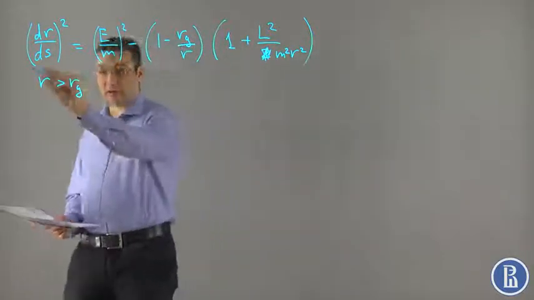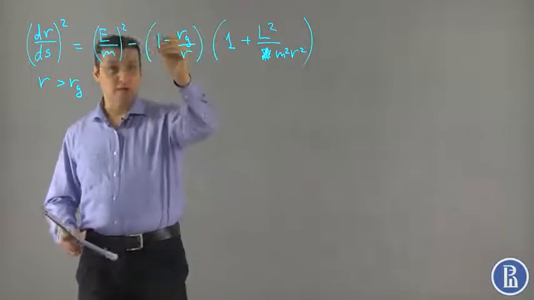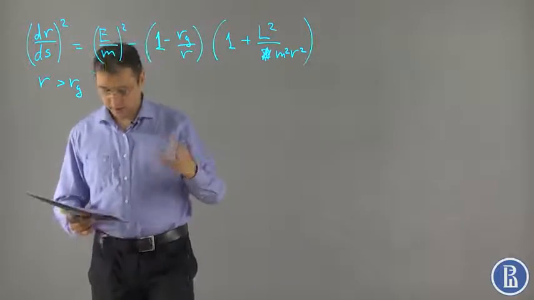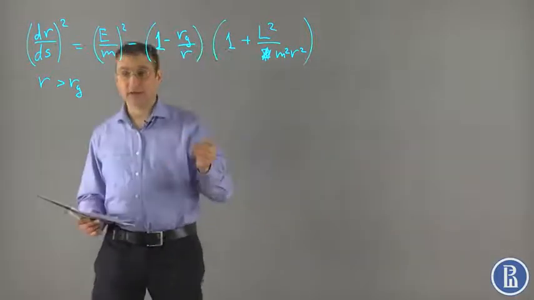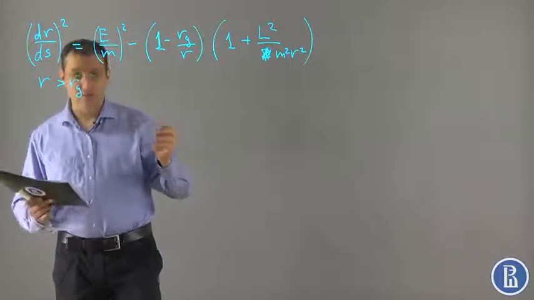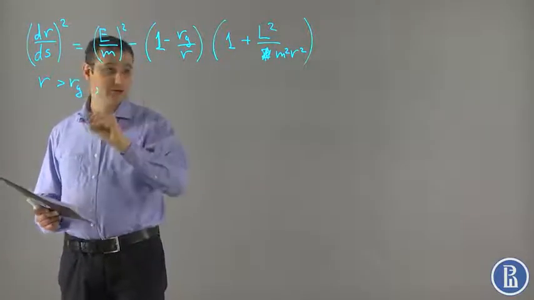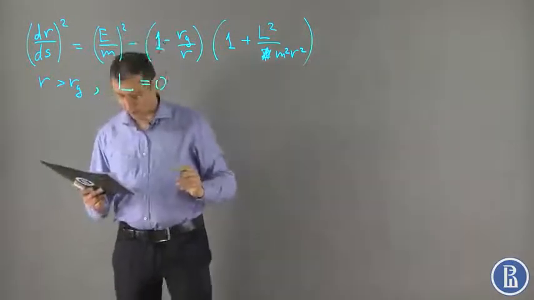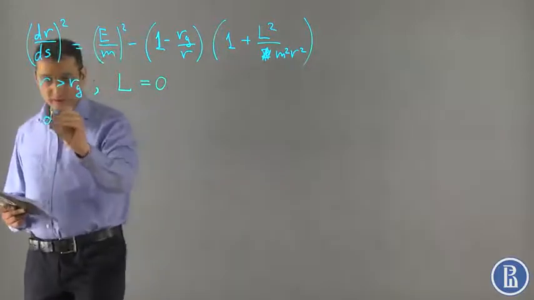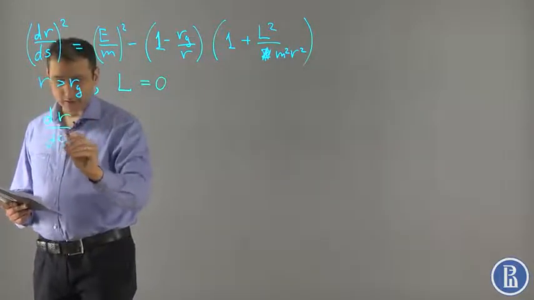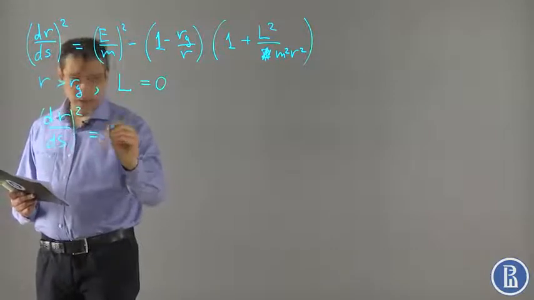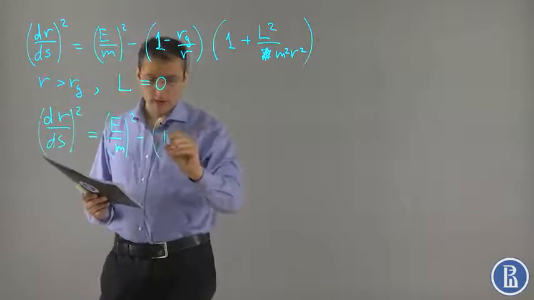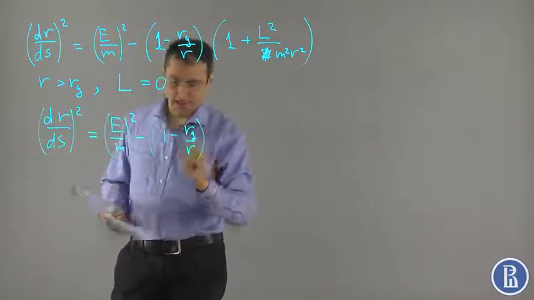Now we want to use this equation to show some of the statements that we made during the previous lectures. For example, let us consider radial infall of a massive particle into the black hole. So the mass is not 0, but because we have radial motion, L is equal to 0, the angular momentum is 0. So this equation simplifies to (dr/ds)^2 = E^2/m^2 − 1 + r_g/r.